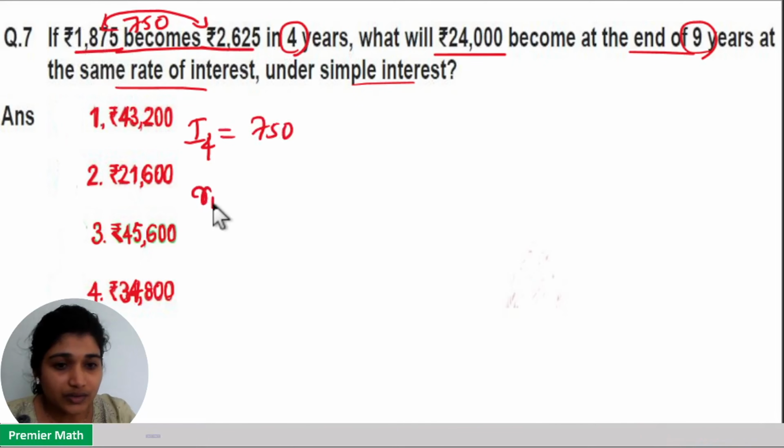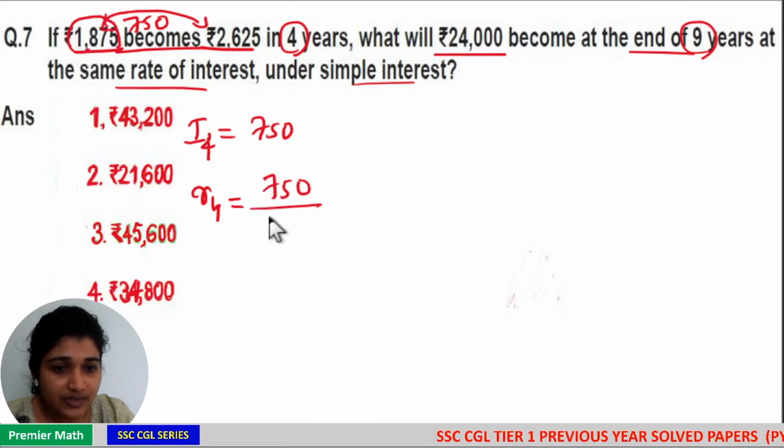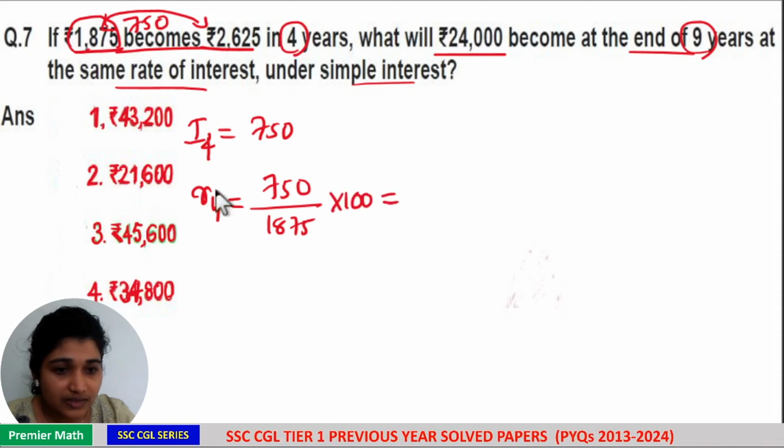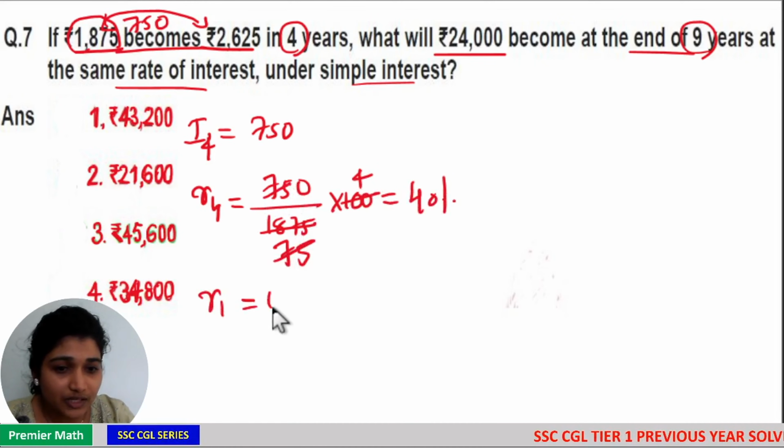Here, the rate for 4 years is equal to the 750 rupees received from this 1875 principal. If you convert it into a percentage, that is the rate for 4 years. 25 goes 7 times in 175, 5 times in 125, 4 times in 100. 75 and 75 cancel. So the rate for 4 years is 40 percent, which means the rate for 1 year is 10 percent, because this is simple interest.